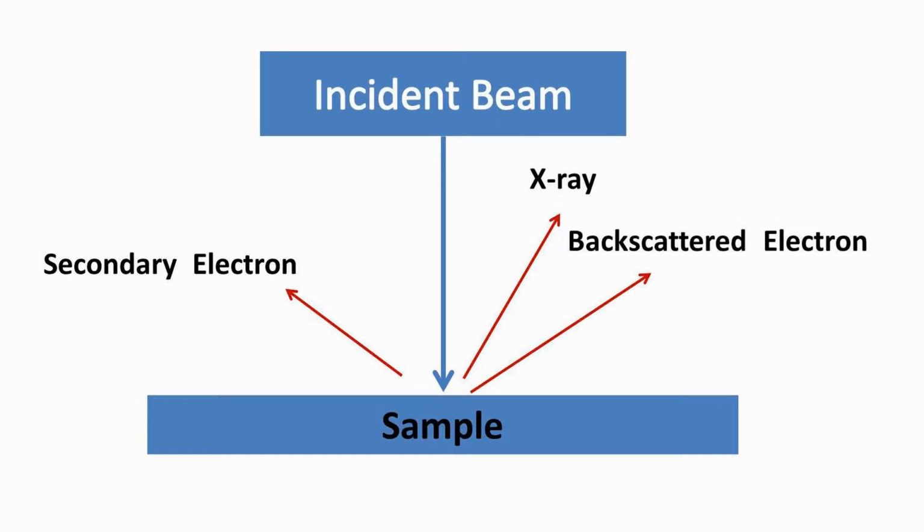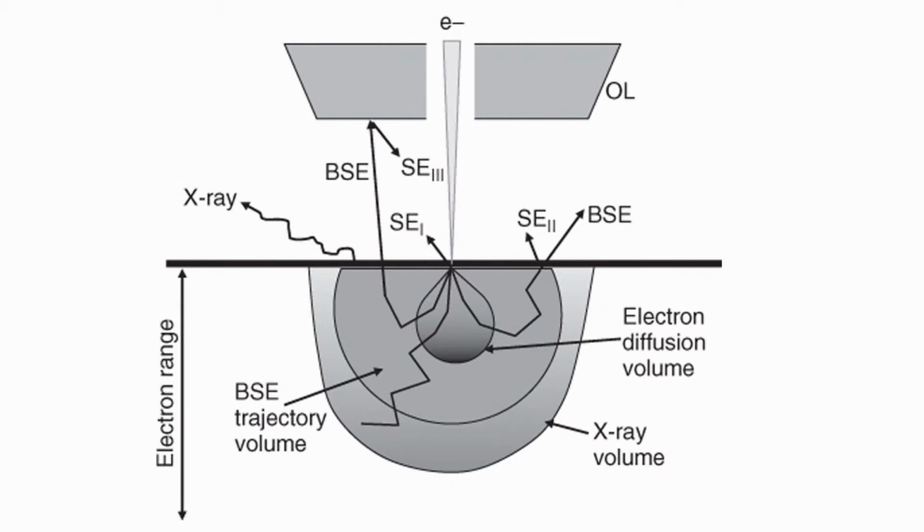There are three major signals emitted from the specimen by the interaction with the electron beam. They are backscattered electrons, secondary electrons, and X-rays. SEM takes advantage of the properties of these three different signals to detect the material. This picture illustrates the interaction volume of these three signals. X-ray has the biggest interaction volume. It's the deepest. The backscattered electron is in the middle region, and the secondary electron is very close to the surface of the specimen.